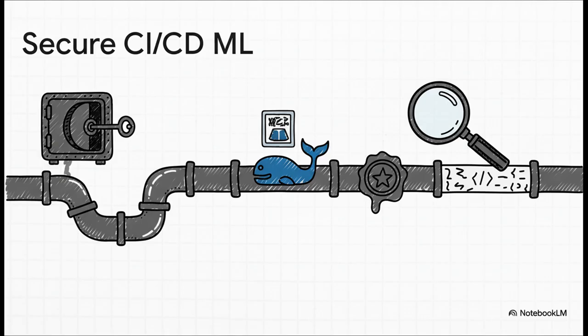Then you enforce other good practices like signed Docker images and automatic code scanning. This stuff makes sure that only trusted, validated code ever makes it to production.